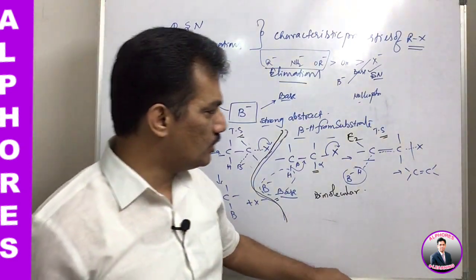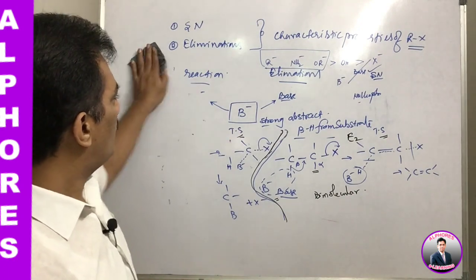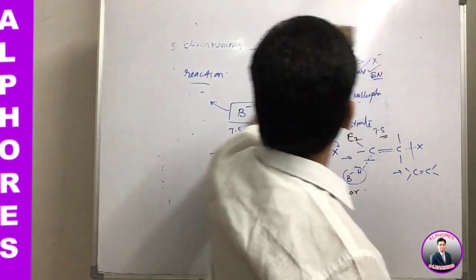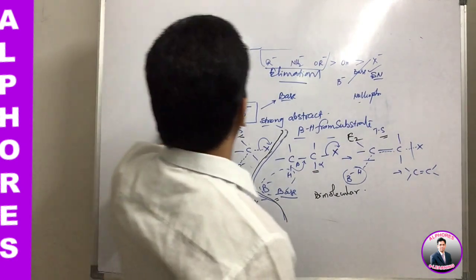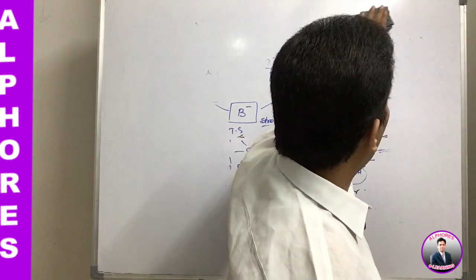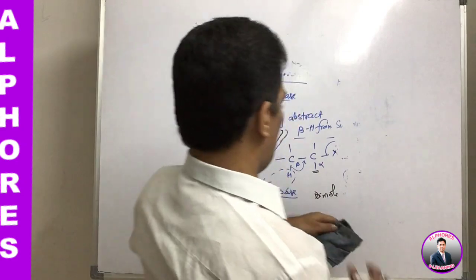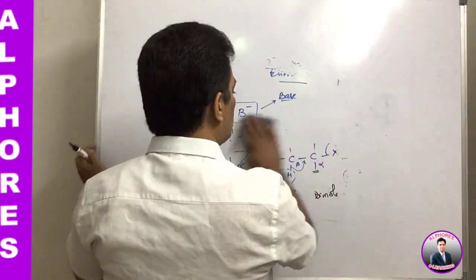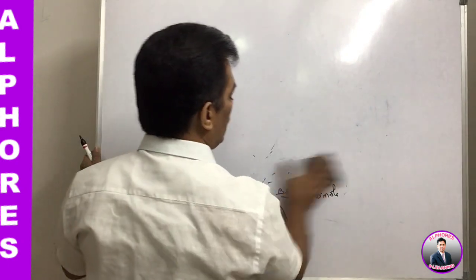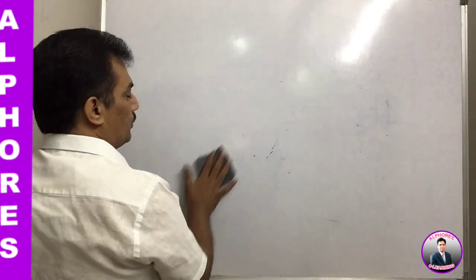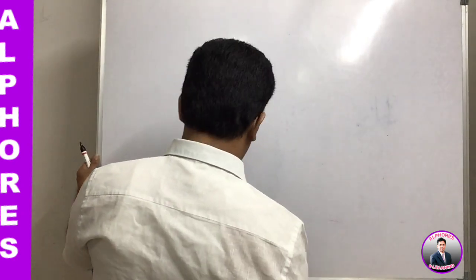So the mechanism involving SN2 and E2 is also completed. And now let us go for the mechanism of unimolecular reactions. That is, if the reagent is behaving as a base in elimination reactions and the elimination follows only unimolecular mechanism, or if the reagent is behaving as a nucleophile but the mechanism follows unimolecularity. How it happens, let us discuss here.